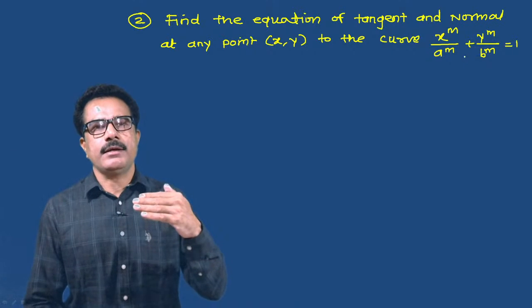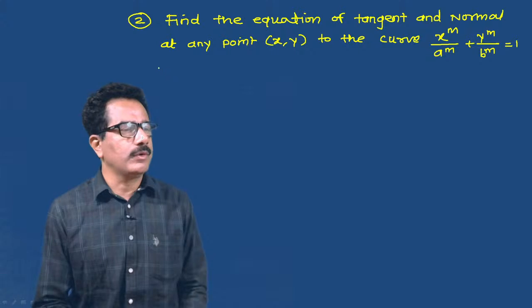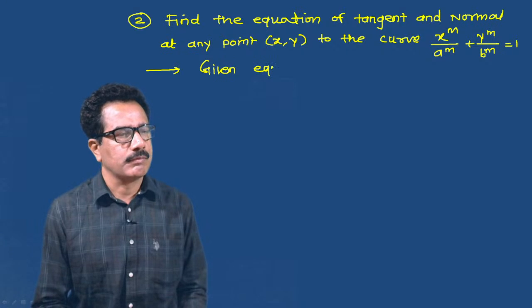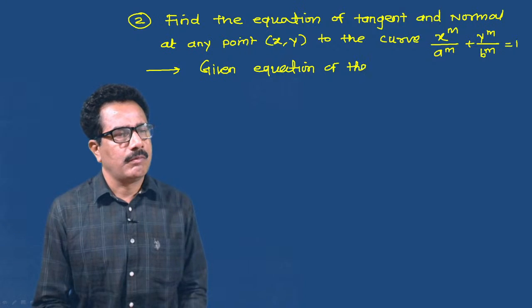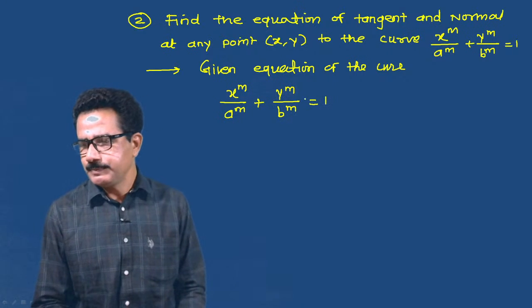स्लोप काढण्यासाठी काय करावं लागेल रे सांगा बस स्टुडंट. What we have to do to obtain the slope of tangents here. Okay, given equation of the curve x raised to m divided by a raised to m plus y raised to m divided by b raised to m is equals to 1.